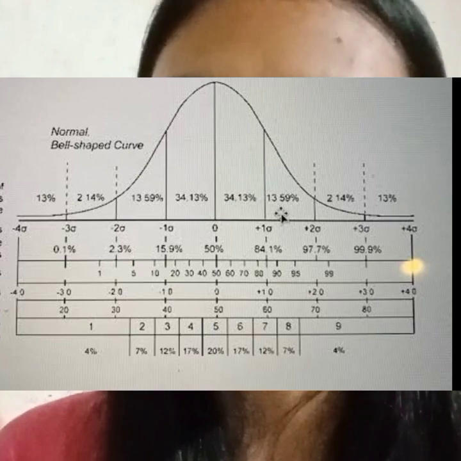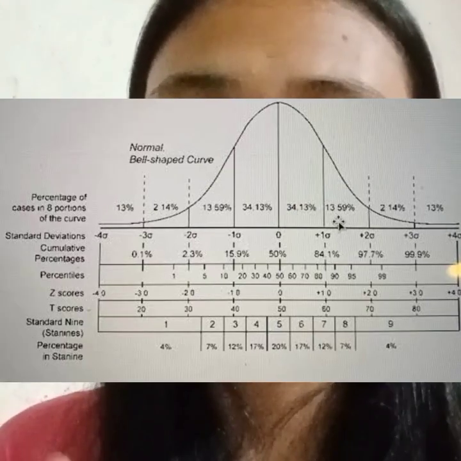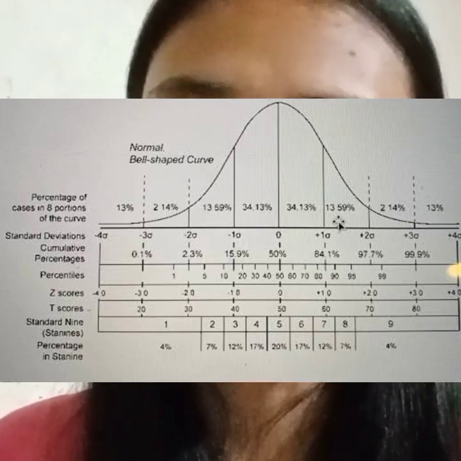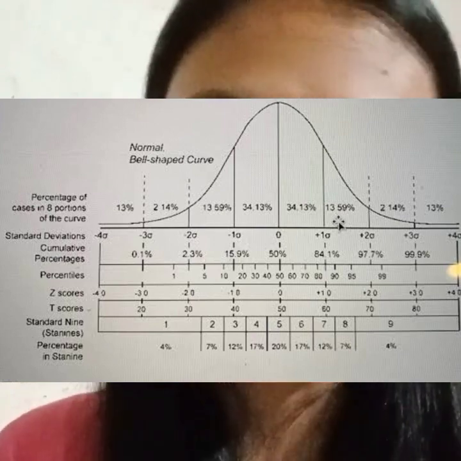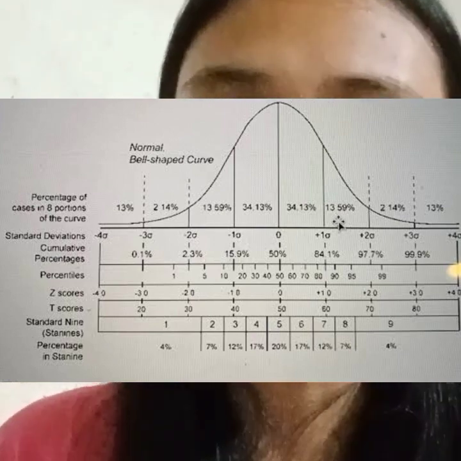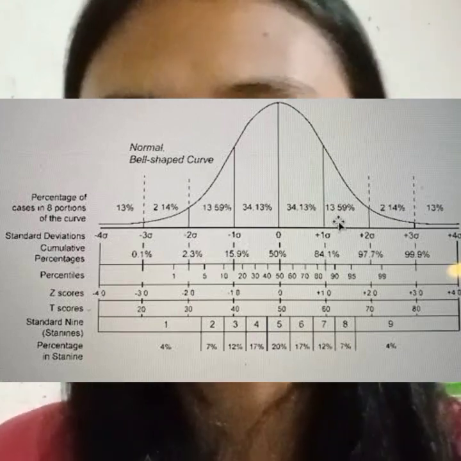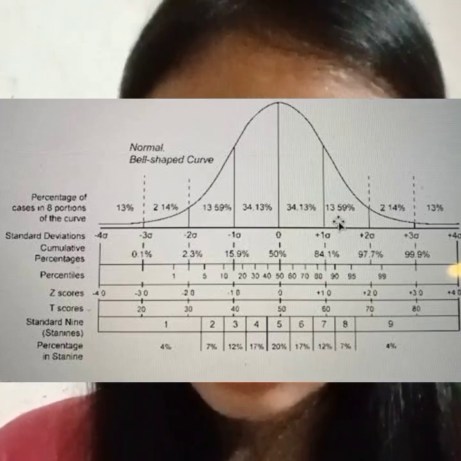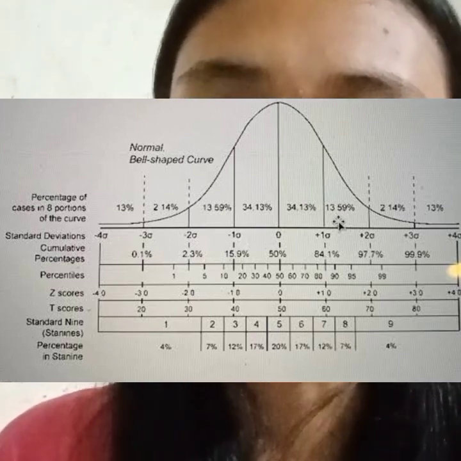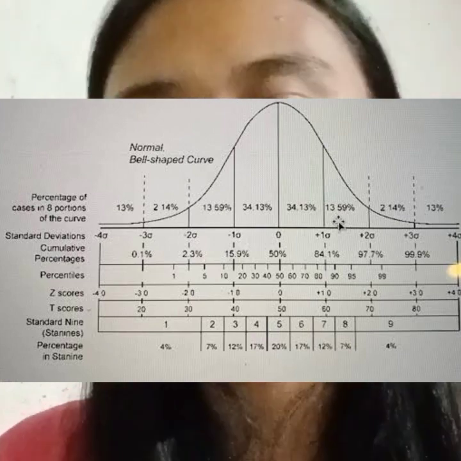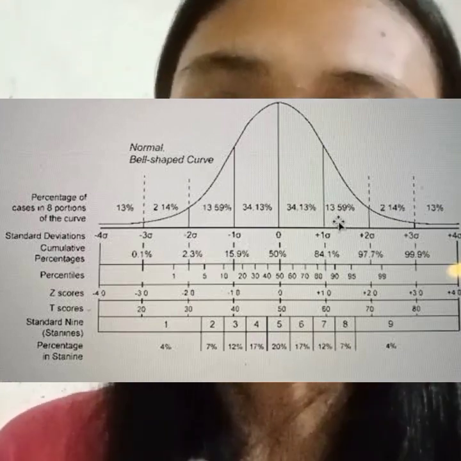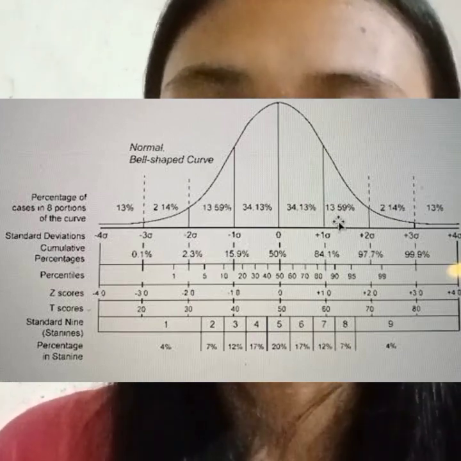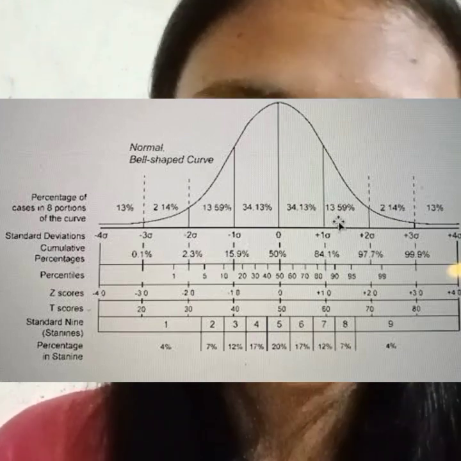The figure on the screen shows that 34.13% of the area is between the mean and positive 1 or negative 1 standard deviation units, called z-score. What is the z-score? The z-score can be positive or negative, which represents the negative 1 and positive 1 standard deviation units that indicate the direction of the raw score from the mean. The positive z-score indicates that the raw score is higher than the mean, which is 0, with a standard deviation of 1, and the negative z-score indicates that the raw score is lower than the group mean. Therefore, there is a total of 68.26%.